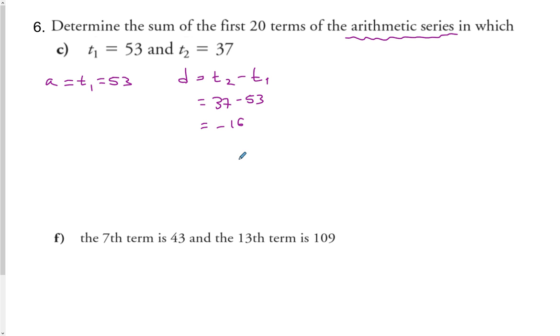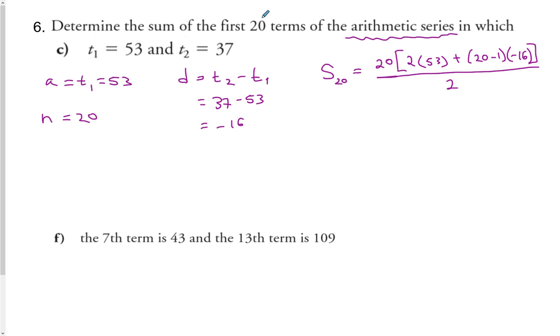So our common difference in this case is negative 16. Looks like we go down by 16 each time. Our n value here is going to be 20 because we're finding the sum of the first 20 terms. So we'll say the sum of the first 20 terms. I'm just going to sub right into the formula at this point. We put a 20 where our n is, 2 times our a, which is our first term, that's 53, plus n minus 1, in this case 20 minus 1, times our common difference, negative 16. All of that over 2. Again, we'll make our lives easier. We'll take 20 divided by 2 and make it into a 10.